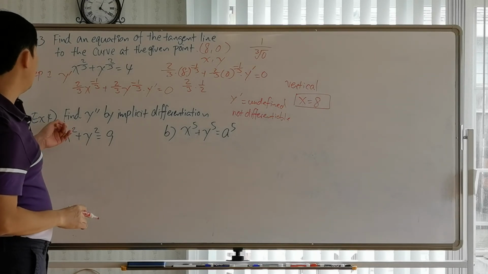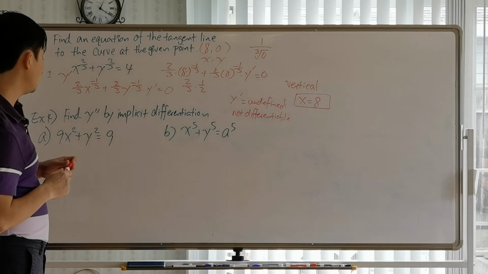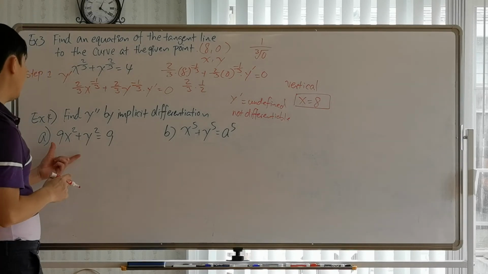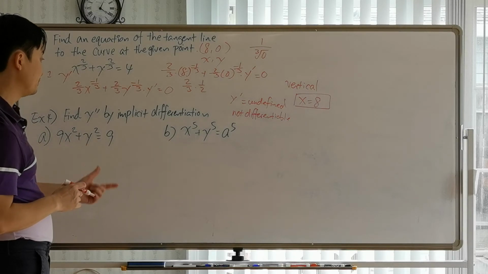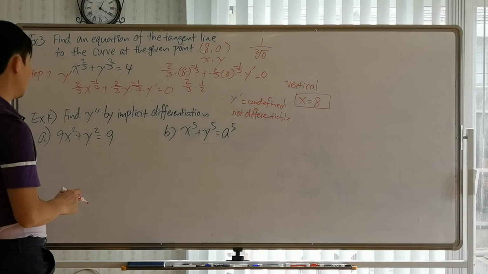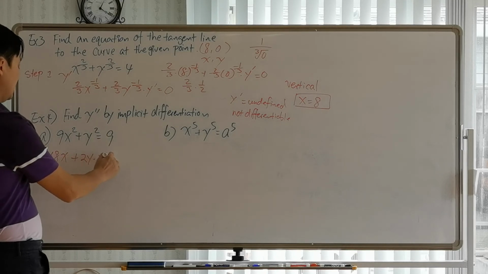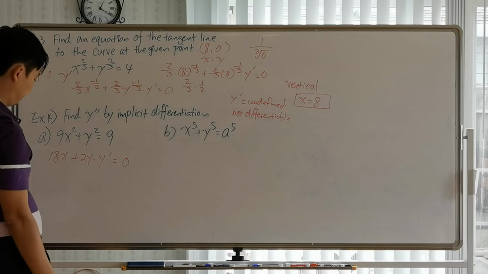Okay, so now what about the next one? Find y double prime by implicit differentiation. So this one, obviously, that's the equation of an ellipse. And this one's some kind of a hyperbolic equation. Okay, so this one, simply differentiate it. 18x plus 2y times y prime. So that equals 0. And then solve for y prime.